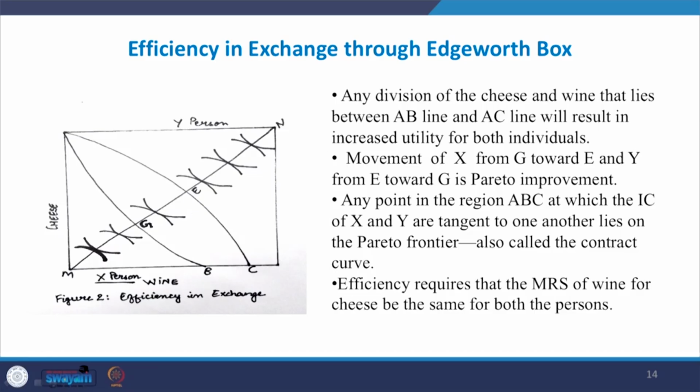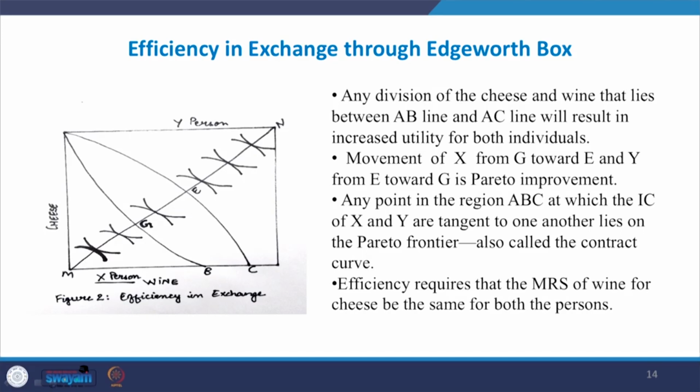Here we draw AB, the indifference curve for person X. Similarly, from the upper side you can draw the indifference curve AC for person Y, and both curves are convex to the origin, because you have to read AB, the indifference curve for X, from below, and then the indifference curve of Y from the upper side, and both are convex to the origin.